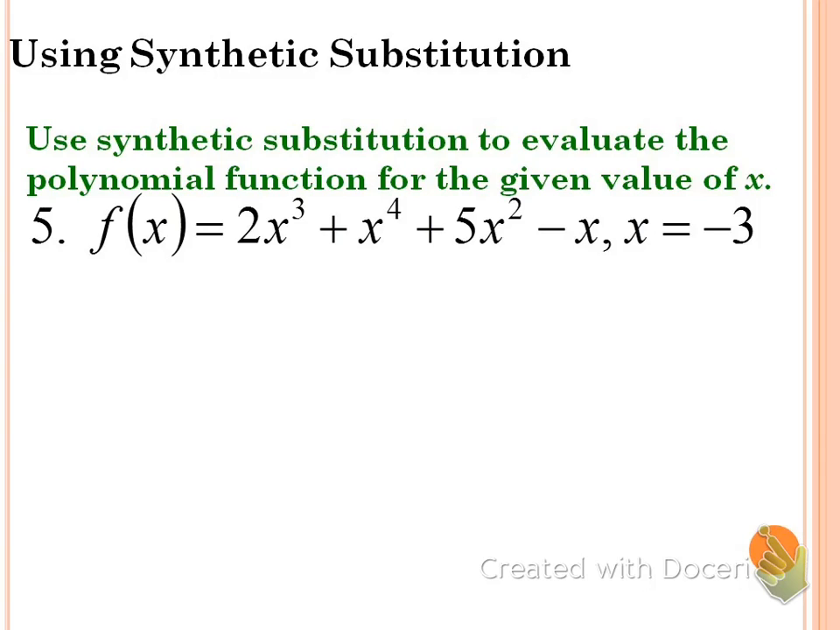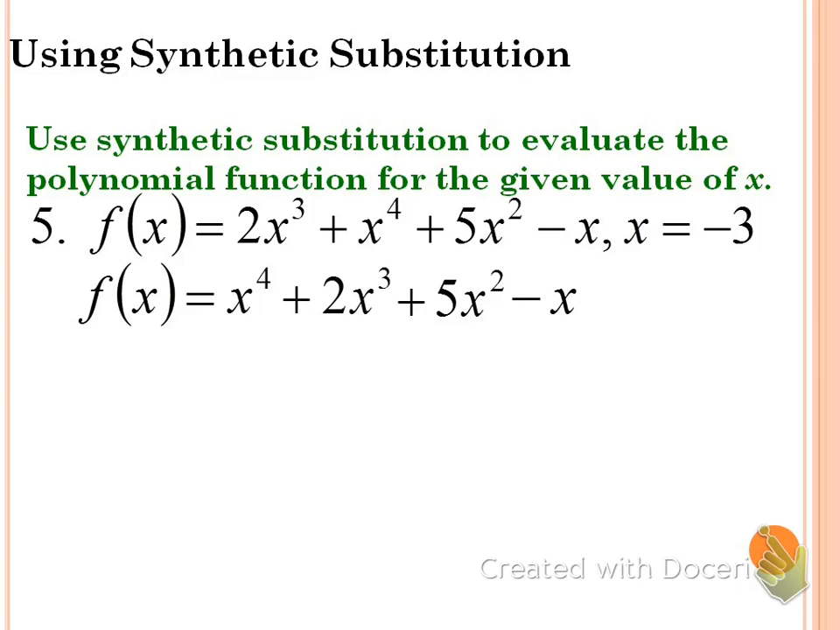So here's our next example. I am going to use synthetic substitution. Like I said, if you want to use direct substitution, be my guest. Before we can use synthetic substitution, it has to be in standard form. So I'm going to write an x to the 4th term in the front, followed by my x to the 3rd term, followed by my x squared term, followed by the x term. Plus 0, because you want the constant there as well. You want each term to be represented.